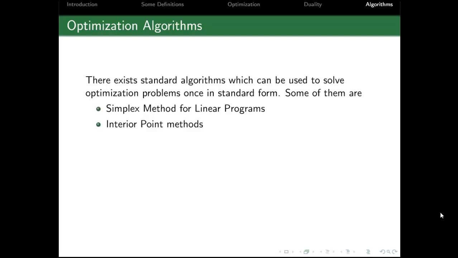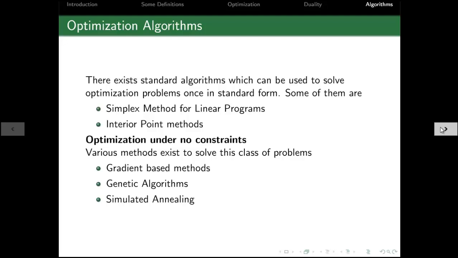There exist many standard algorithms to solve optimization problems once you take them to standard form. For linear programs there is the well-known simplex method, and the most popular methods for solving general optimization problems right now are interior point methods. We will not be covering these methods in detail at all. We'll be looking at a simpler class of problems, that is optimization under no constraints.